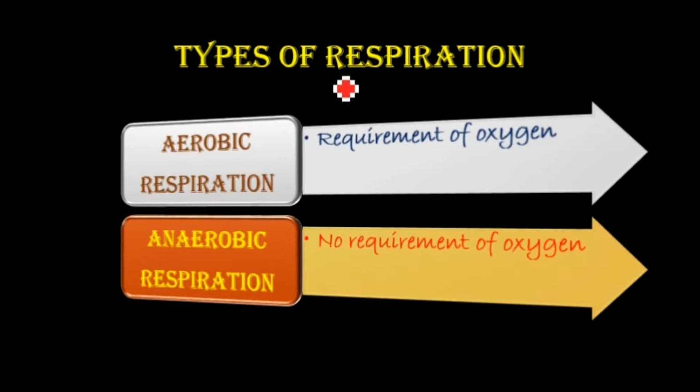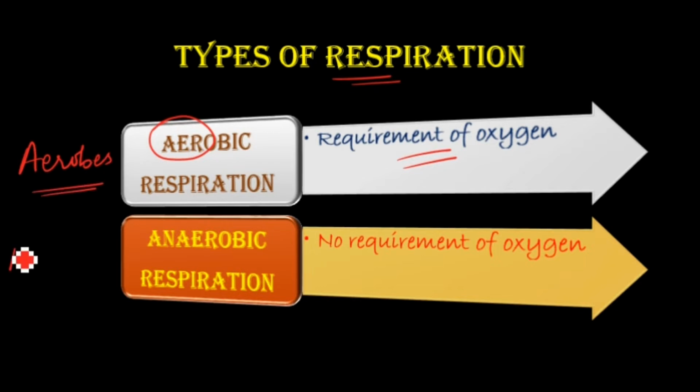Then the type of respiration, it is further divided into two types, aerobic and anaerobic. As the name indicates, air. So when there is presence of or there is requirement of oxygen, that respiration is known as aerobic respiration. And those organisms who perform aerobic respiration are known as aerobes. It is always important to learn these names as well. Anaerobes are those organisms who perform anaerobic respiration, right?